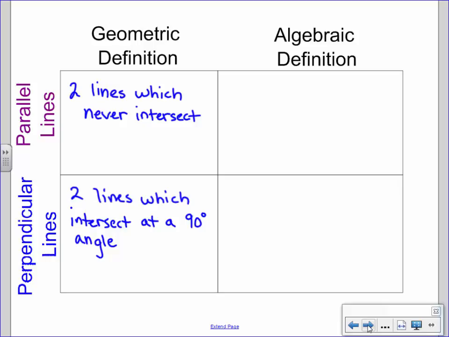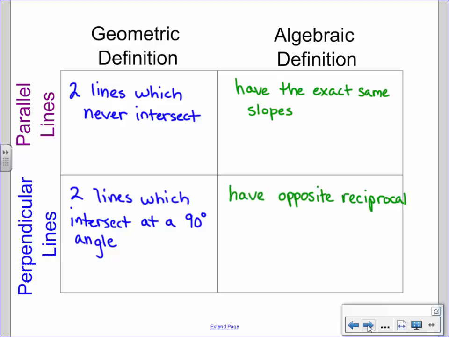Now let's look at our algebraic definitions. In the previous lesson, we learned that parallel lines have the exact same slope. And based on what we saw in the previous example, we noticed that perpendicular lines have slopes in which the fractions are flipped and they have opposite signs. So we actually say that perpendicular lines have opposite reciprocal slopes.